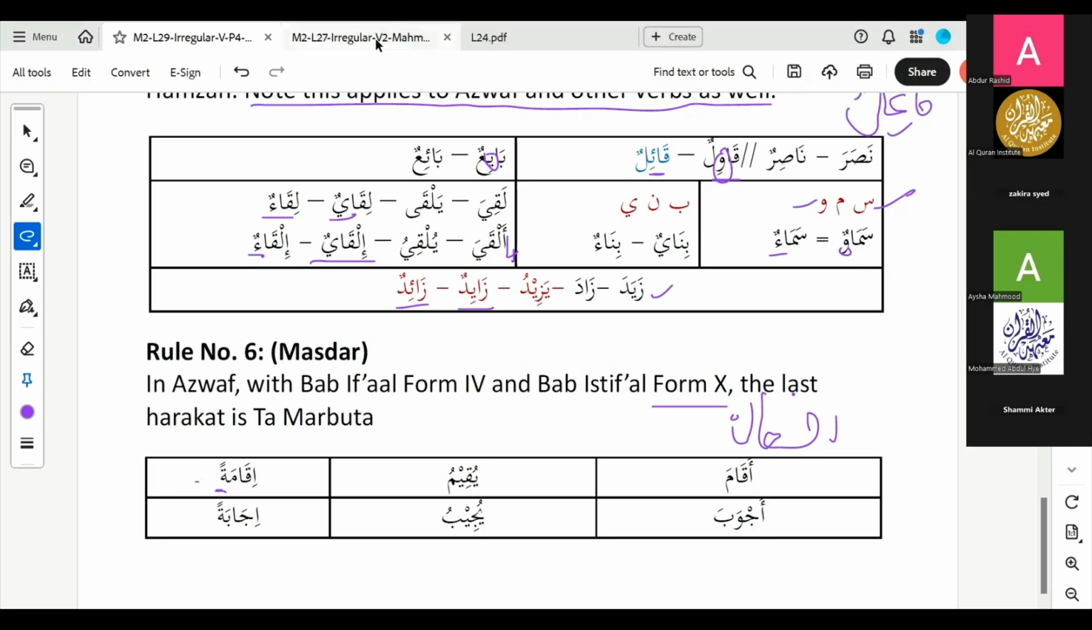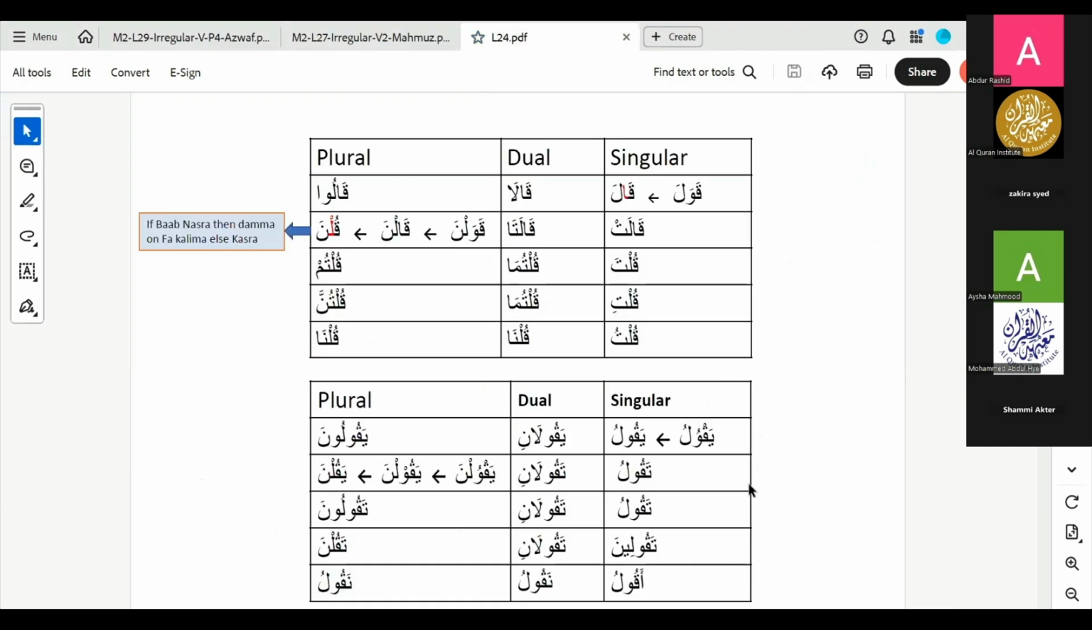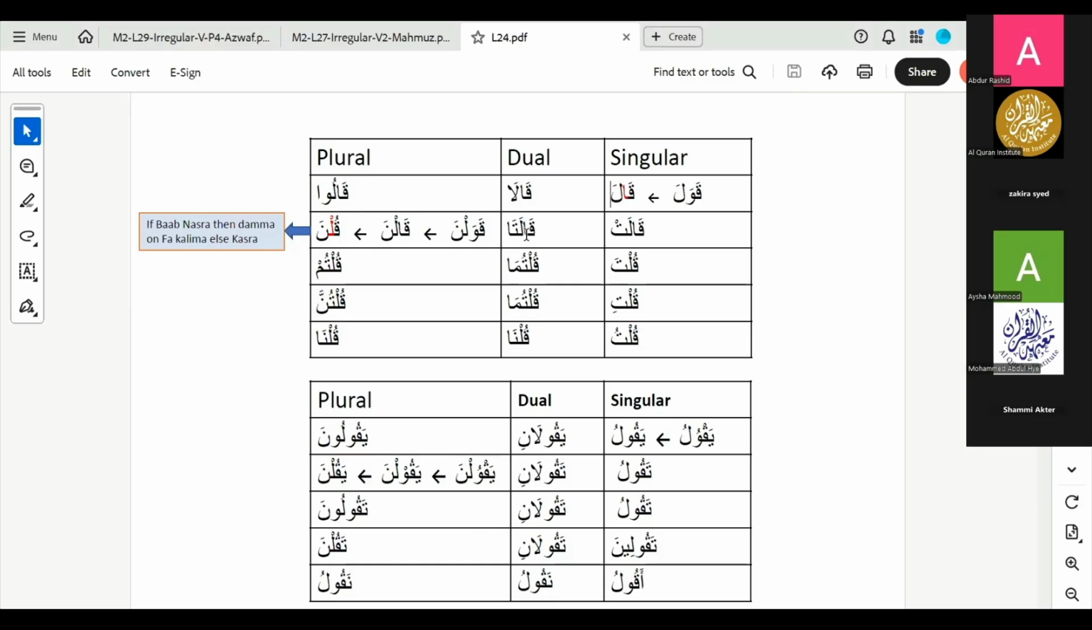So in summary, I just prepared one simple table here for madi and mudare, showing where the changes happened. Qawala, waw is replaced with alif because we have fatha before that. It becomes qala, and from here the normal conjugation happens. Qala, qala, qalu, qalat, qalata.